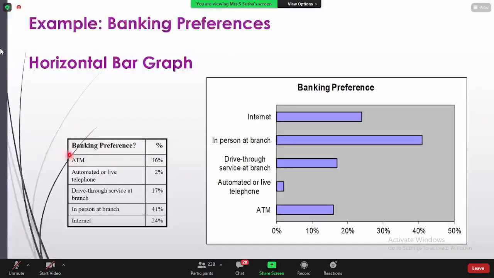So here the variable is banking preference. Then the measurements are these 5. We are measuring the method of banking preference: ATM, automated or live telephone, drive-through service at branch, in-person at branch, and the internet. So based on these measurements, we can say that it is a nominal level of measurement.